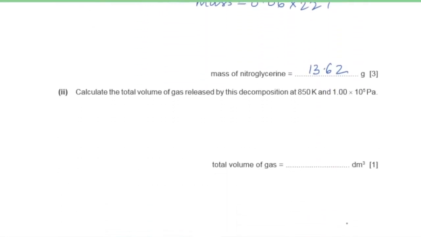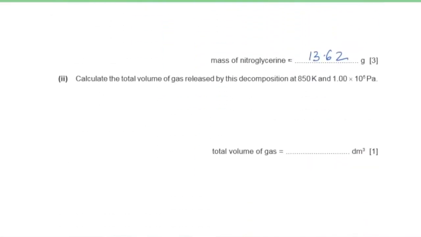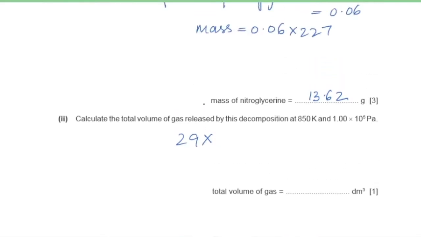Part 2, calculate the total volume of gas released by this decomposition at 850 kelvins and 10^5 pascals. So the total moles of gases forming is 12 plus 10 plus 6 plus 1, which is 29 moles of gases formed. So 29 multiplied by the volume of each gas at 850 kelvins and 10^5 pascals, which is 1.06 dm³, and that gives me a combined volume of gas as 30.74 dm³.